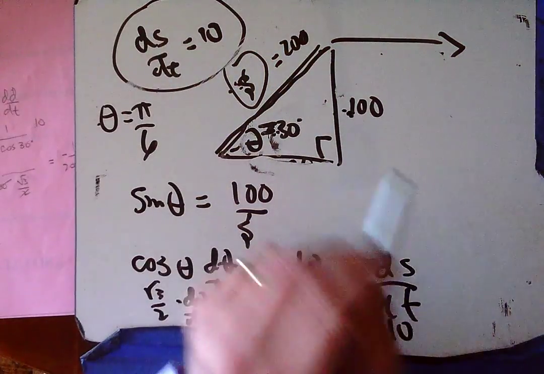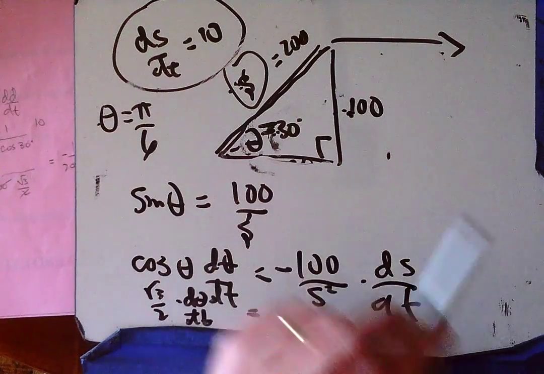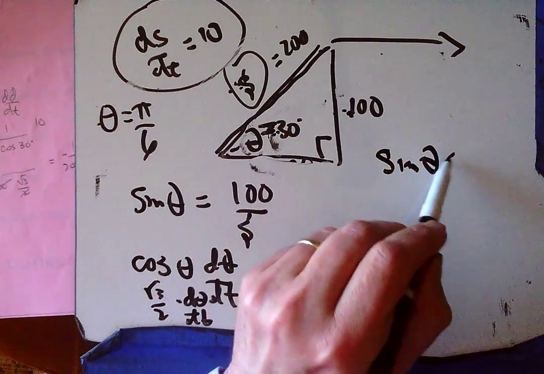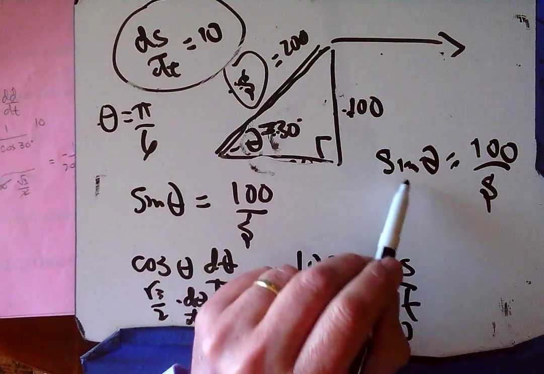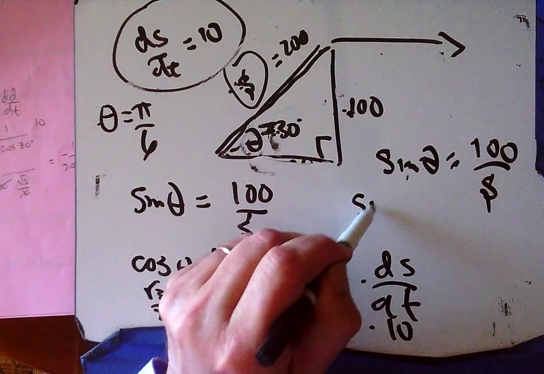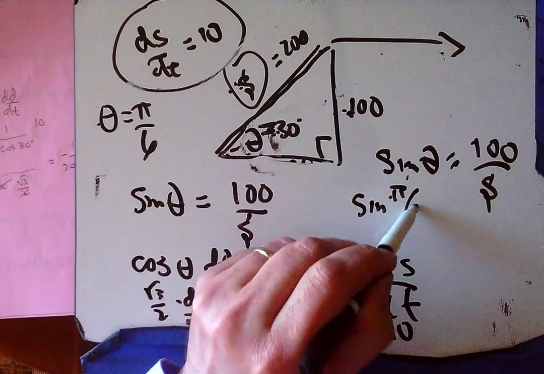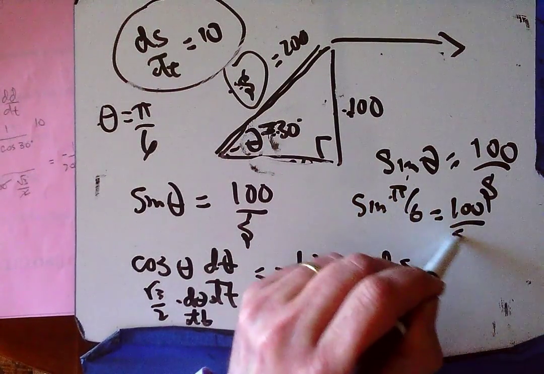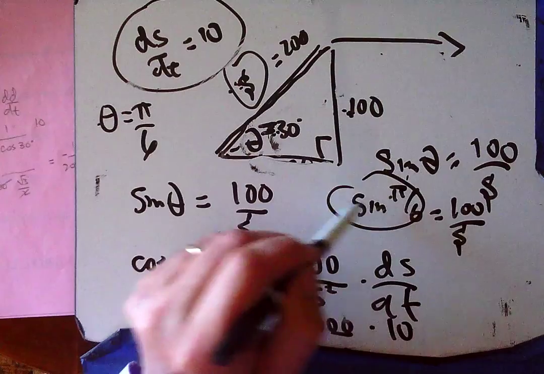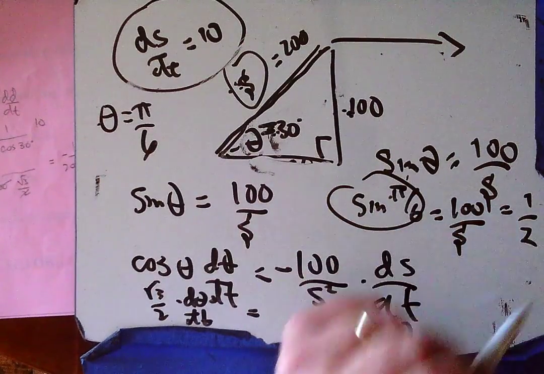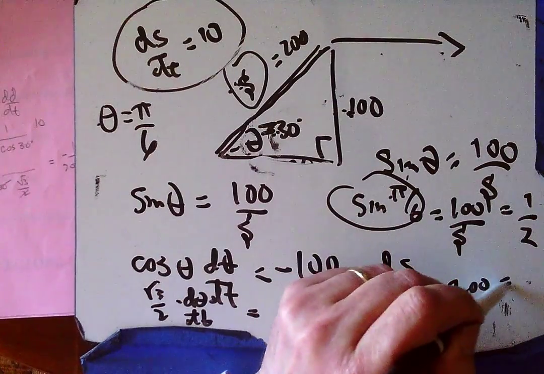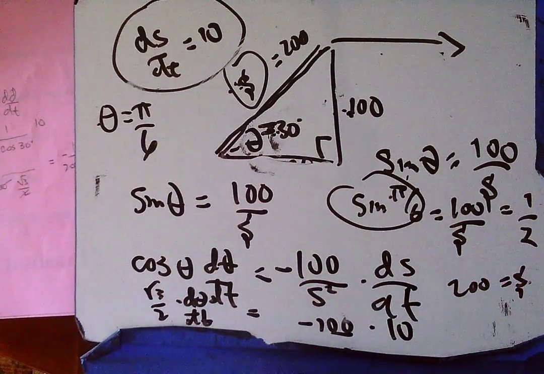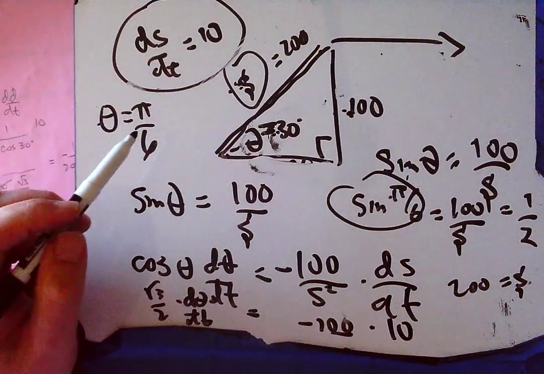Or I can say, well, I know that the sine of theta equals 100 over s. And our theta is pi over 6. Sine of pi over 6 equals 100 over s. Sine of pi over 6 is 1/2. And so if I cross multiply, I get 200 equals s. So I could also find s that way.